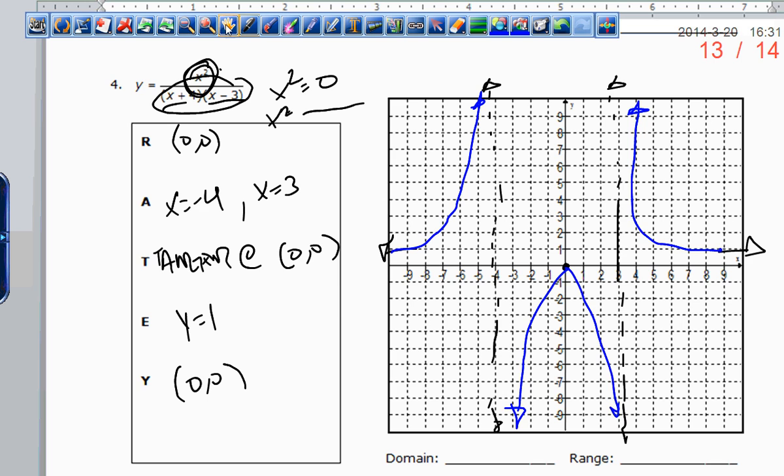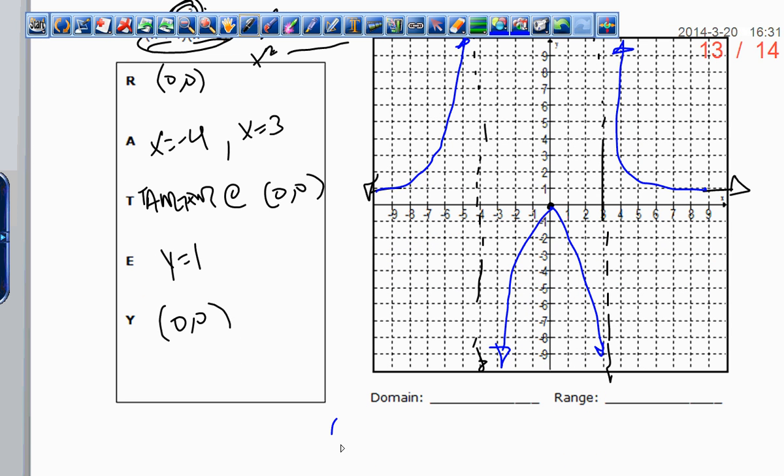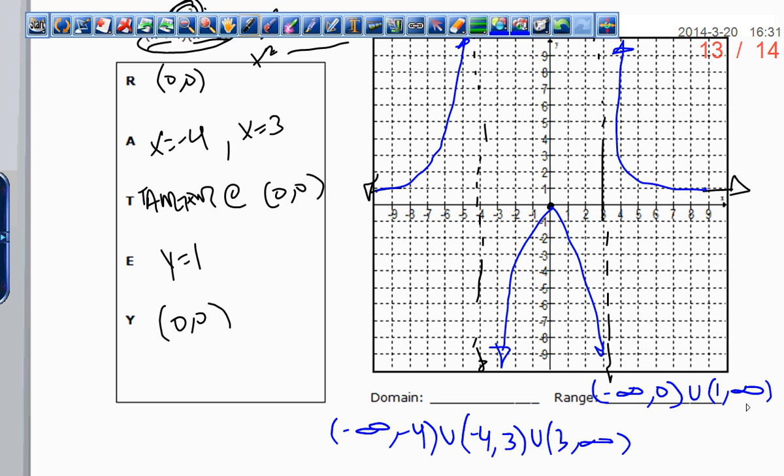All right. Our domain, since we have 2 asymptotes, is kind of long again. So it's negative infinity, negative 4, union negative 4 to 3, union 3 to infinity, and then my range, be careful here, it's negative infinity to 0, and then union 1 to infinity. And I guess we could say a bracket there because it does get to 0.